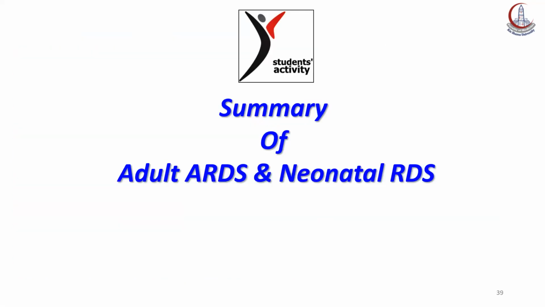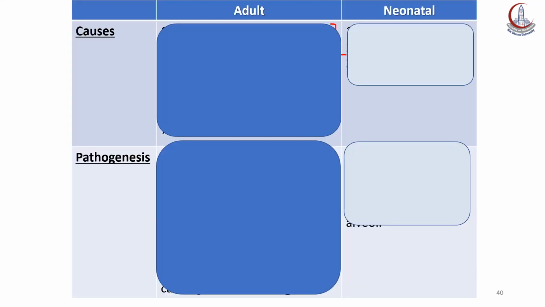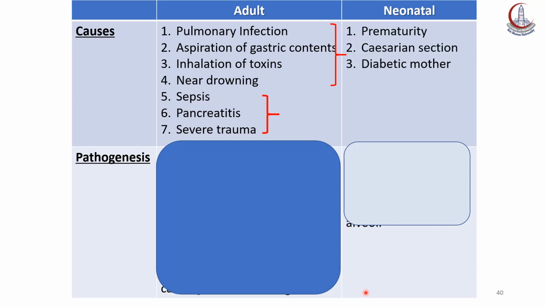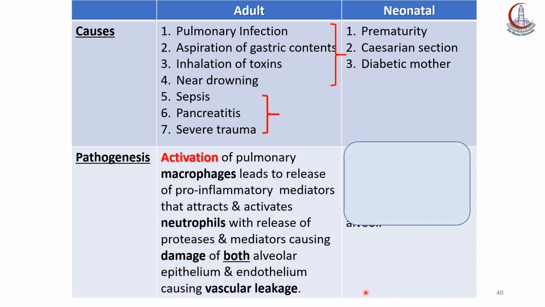Summary of both types of acute respiratory distress syndrome, adult and neonatal types. The causes of the adult type include direct and indirect injury. The neonatal causes are prematurity, cesarean section, and diabetic mothers.